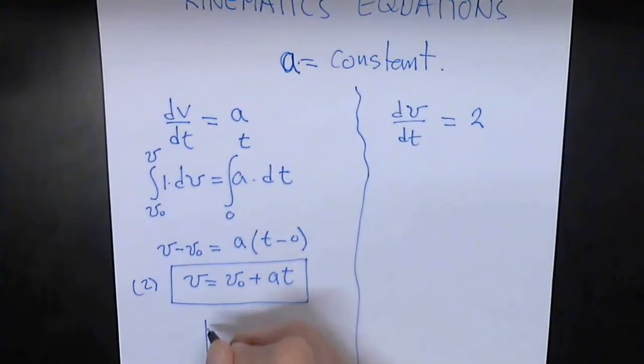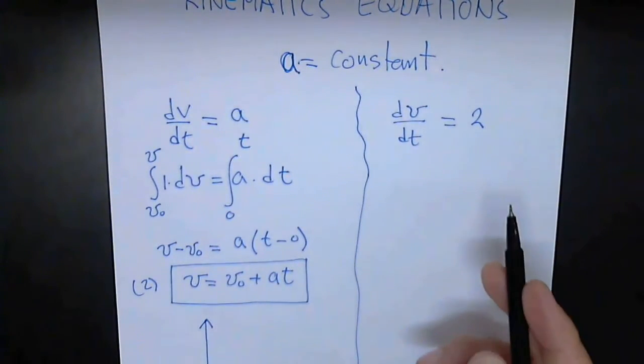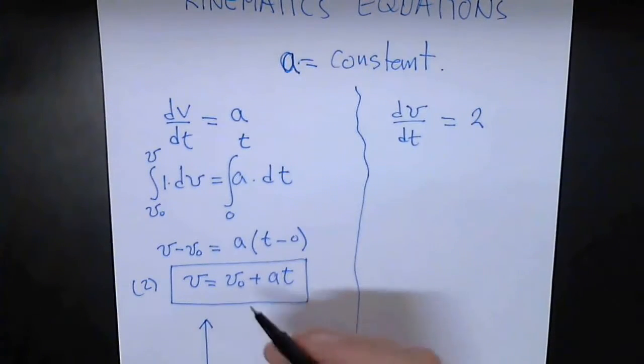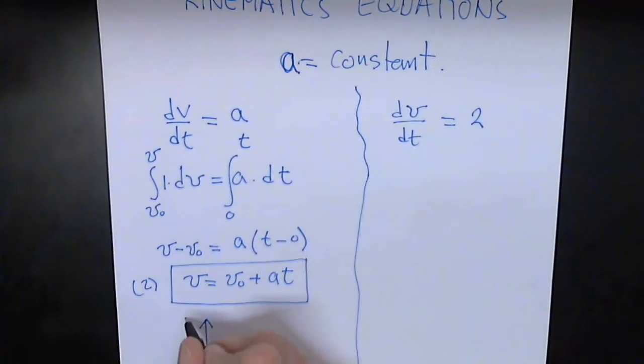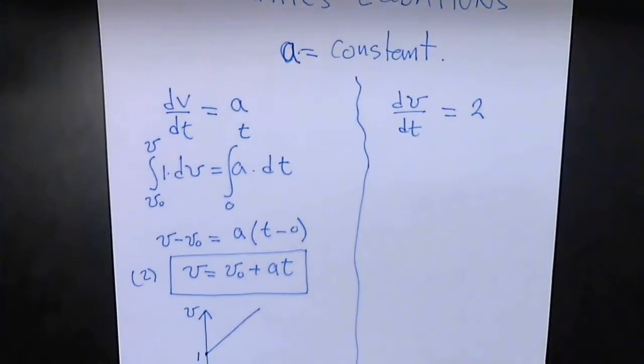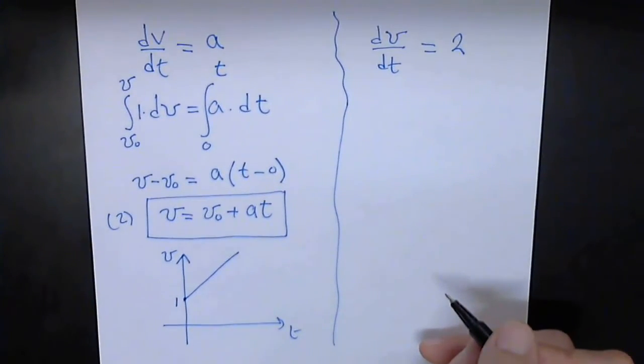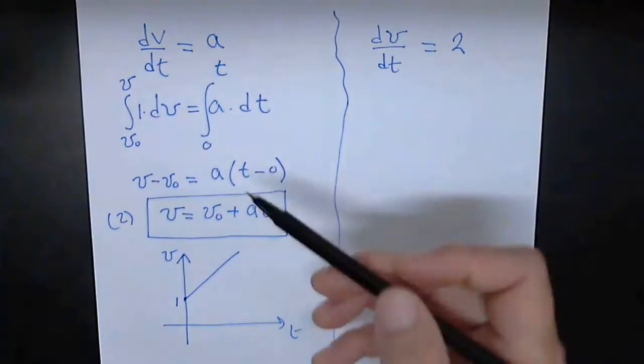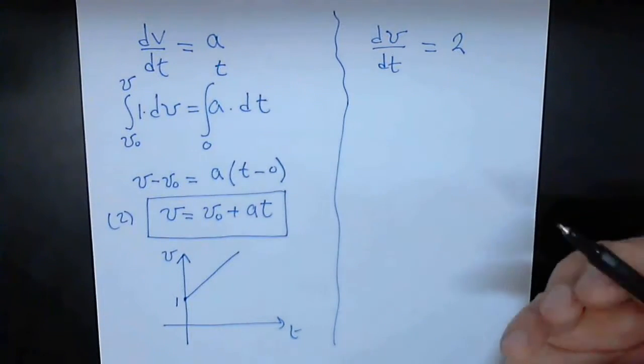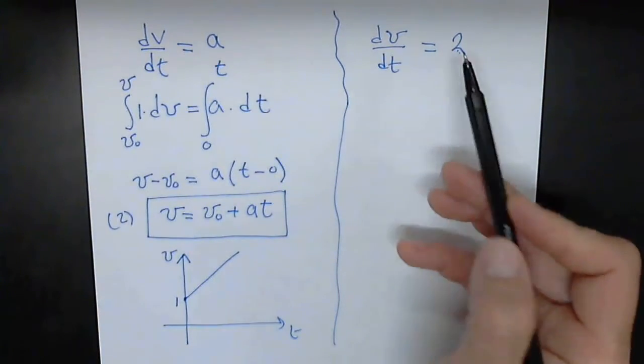And let's assume that the acceleration is positive 2, and let's assume that the initial velocity is 1. And that is the first derivation. If this bothers you with numbers, we could use number 2.